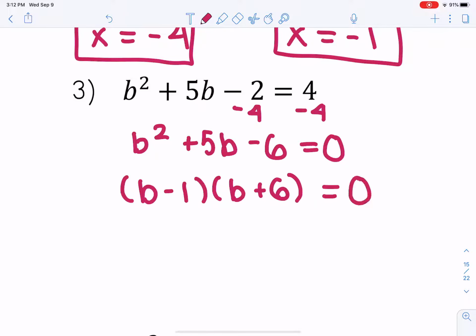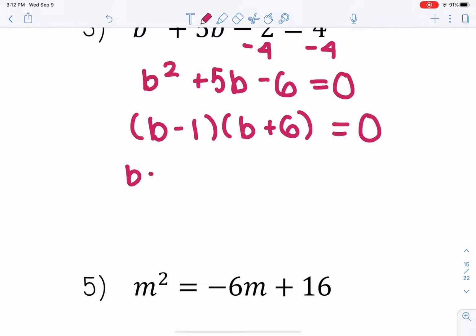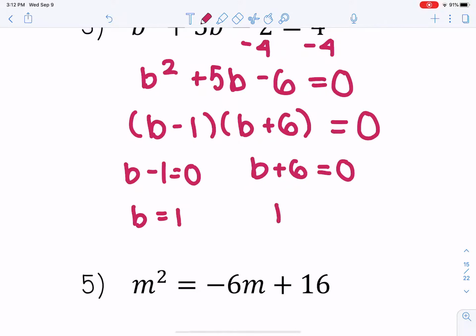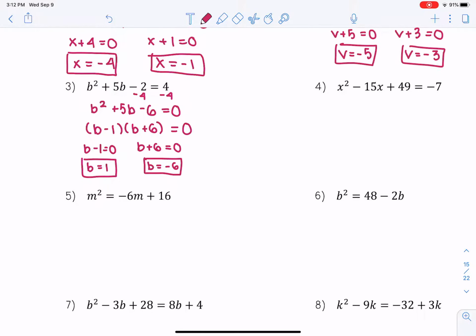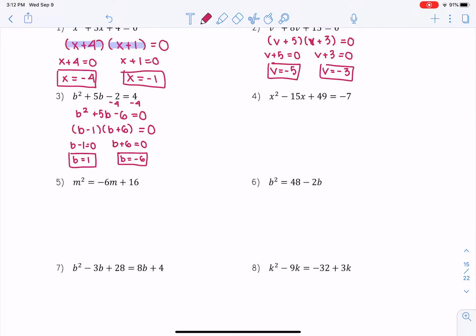And now it's just like it was before, where I can say b minus 1 equals 0 or b plus 6 equals 0. So b equals 1 or b equals negative 6. So the rest of these problems are just like that. Our goal is just to get them equal to 0.